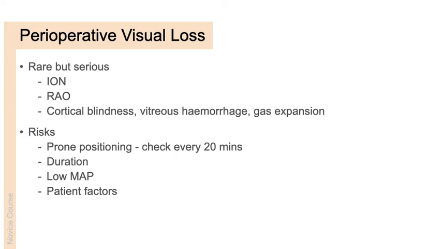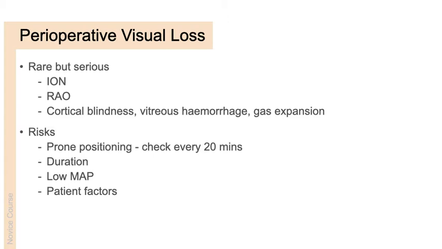Next important thing to consider is peri-operative visual loss. Now, this is a rare but serious condition. Broadly speaking, there's sort of three main areas that it breaks down into. Either you have ischemic optic neuropathy, ION, which is rare, about 1 in 100,000 cases, and its highest incidence in spinal and cardiac procedures. And it's got two types. There's either an anterior or posterior variant.